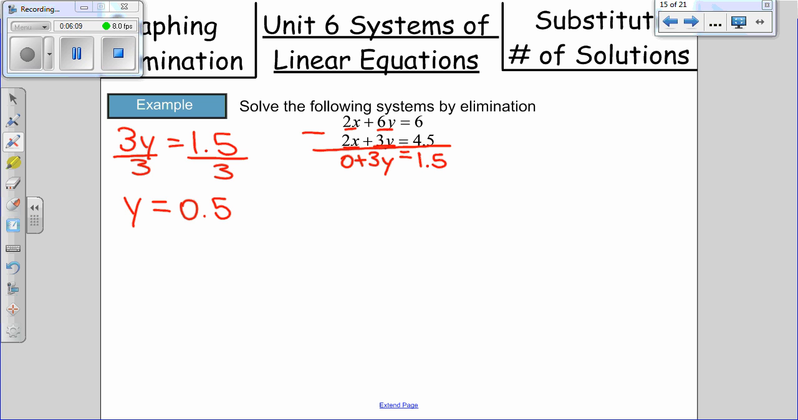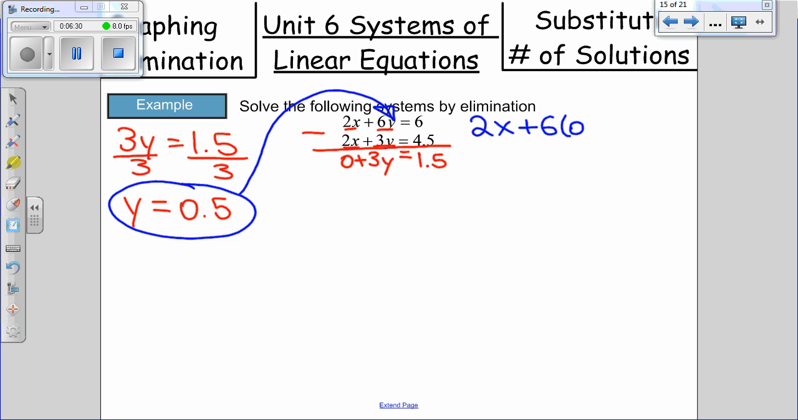Perfect. We figured out what y is. Now we need to figure out what x is. To do that, we take that answer and substitute it back into one of our equations. So this one, I'm going to sub it into the top, so it becomes 2x plus 6 times 0.5 equals 6. That simplifies to 2x plus 3 equals 6. 6 times 0.5 is just 3.